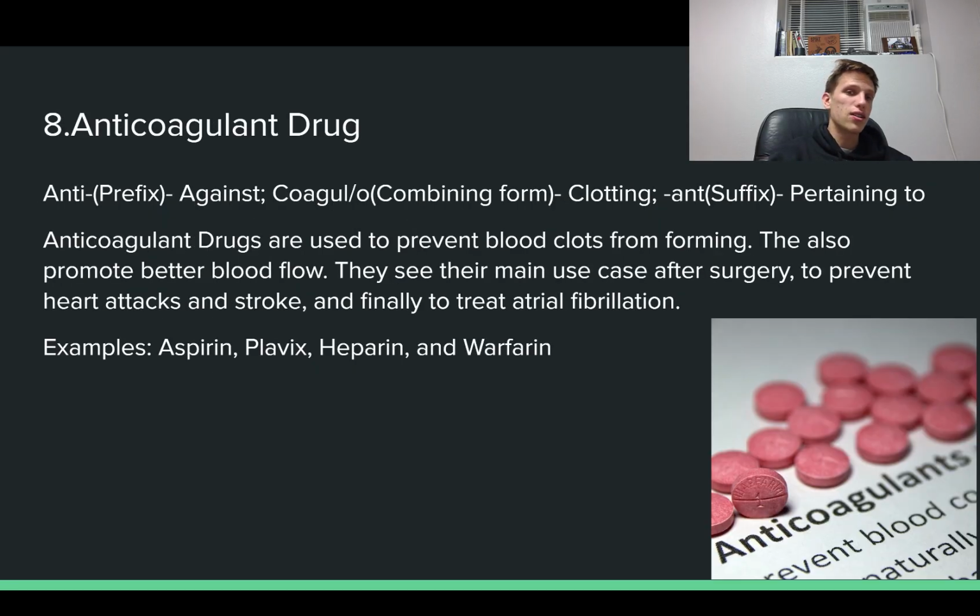Anticoagulant drugs. Now, these are used to prevent blood clots. Commonly used after surgeries because you don't want the body making a ton of blood clots. Because blood clots can cause heart attacks and seizures. Some examples of this are aspirin, Plavix, heparin, and warfarin.